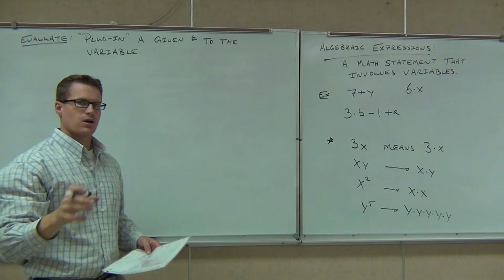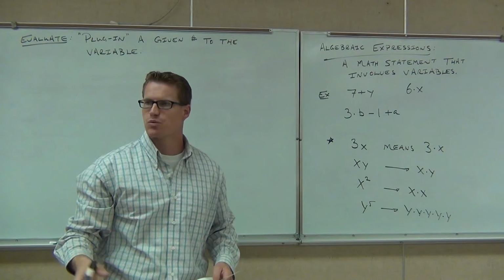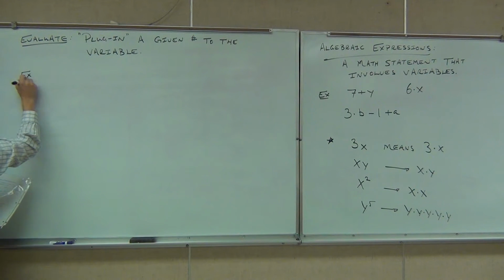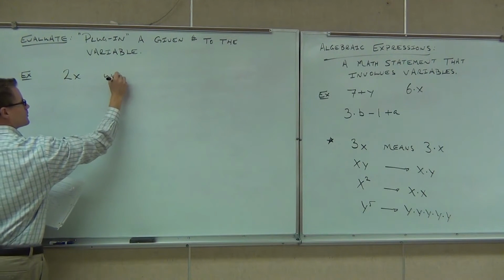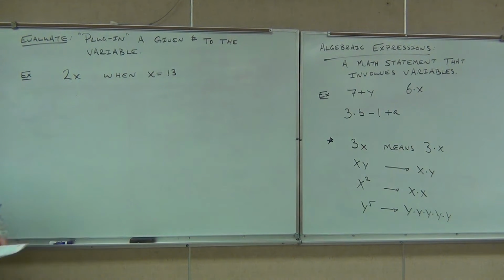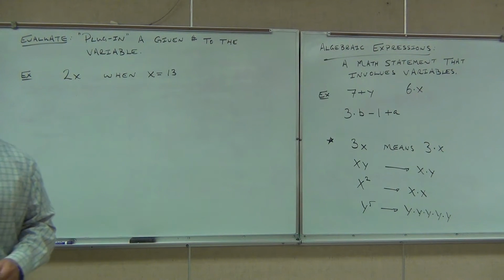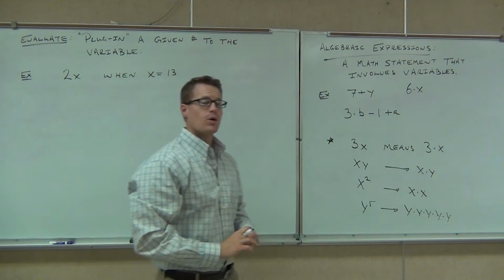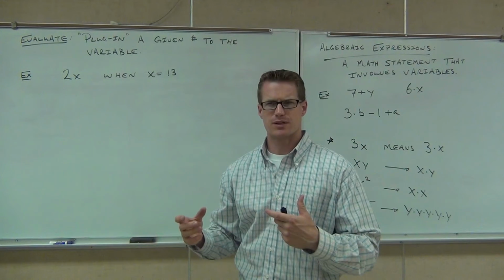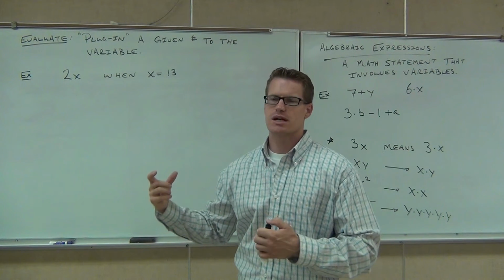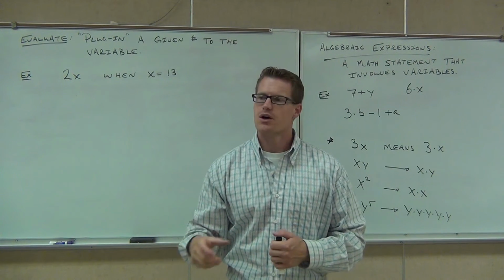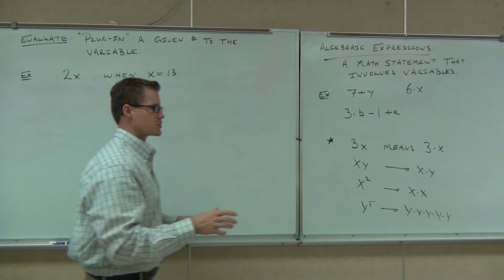Let's give this a try. We're going to start off kind of slow to make sure you really understand the idea of evaluation, and we'll work our way up. So if I ask you to evaluate 2x when x is equal to 13, what the evaluation part says to do is, firstly, identify where your variable is. What's our variable in this case? X. And then the second statement tells you how much x is worth for this one problem. How much is x worth here? 13.